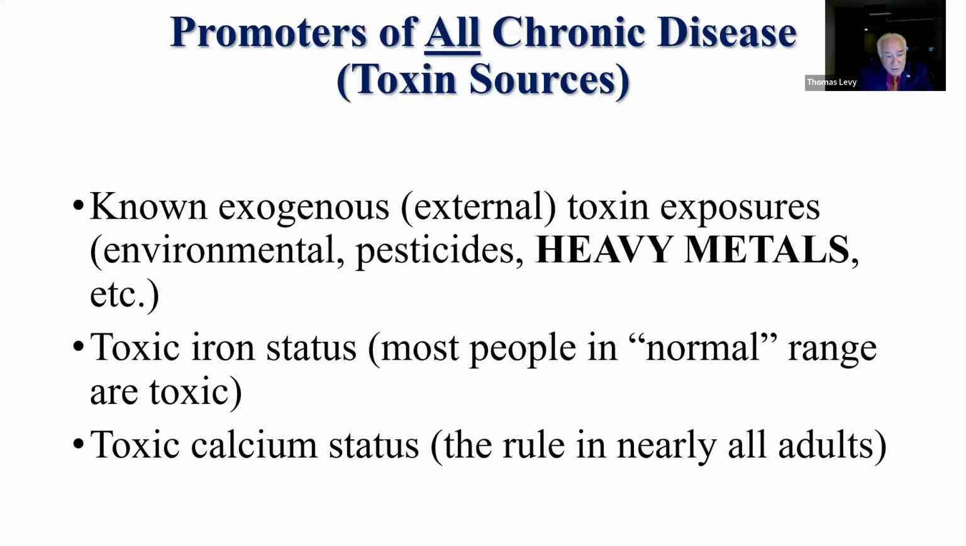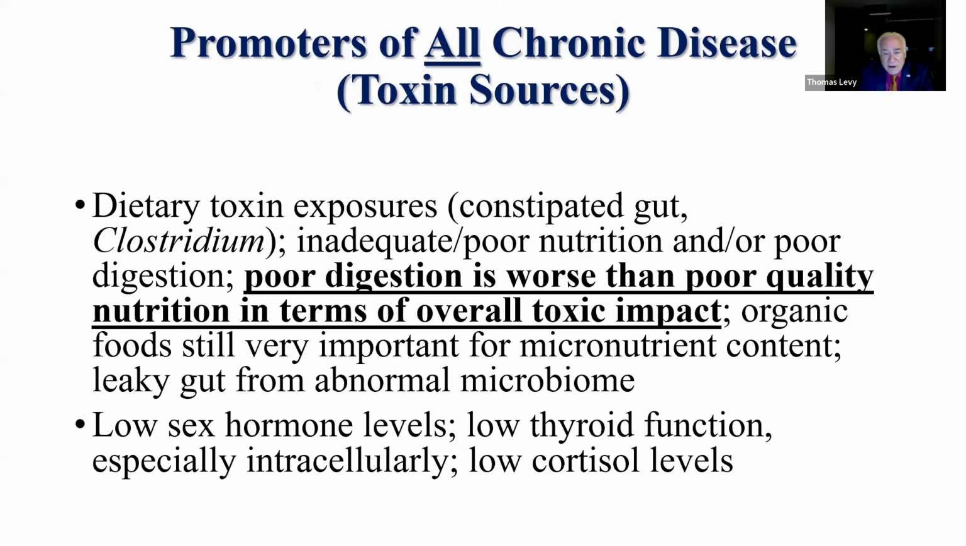Known external toxins, heavy metals, toxic iron, I told you about that. Toxic calcium, I told you about. Dietary toxin exposures. It's important to remember that poor digestion is really worse than poor quality nutrition in terms of toxic impact. So if you have a perfect diet but digest it poorly, you're going to have more toxins generated in your gut than if you ate lousy food but digested it perfectly. And finally, low sex hormone levels, especially subclinical low thyroid level, that's not usually detected on regular testing, low sex hormone levels, and low cortisol levels.